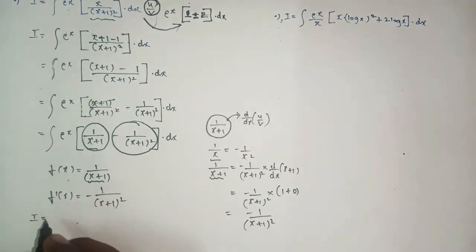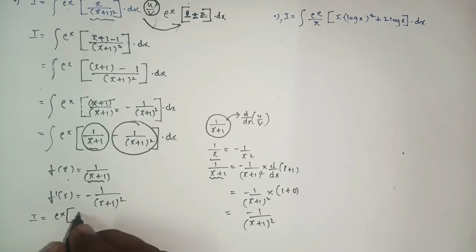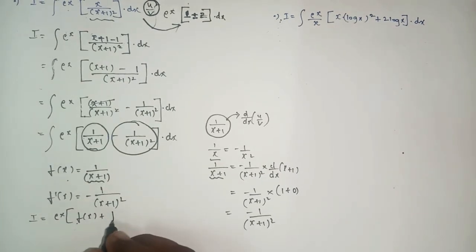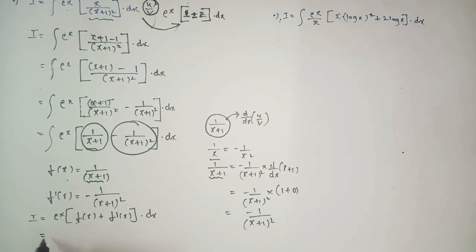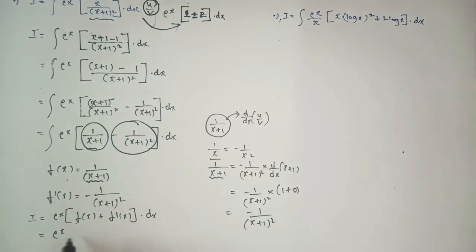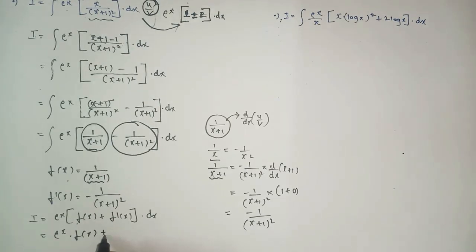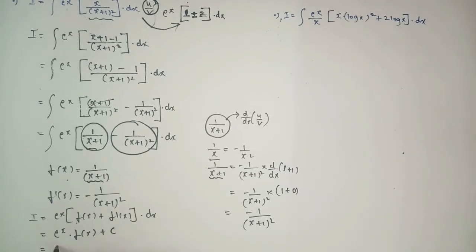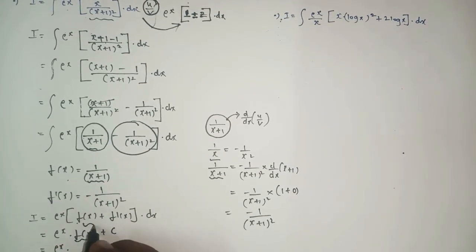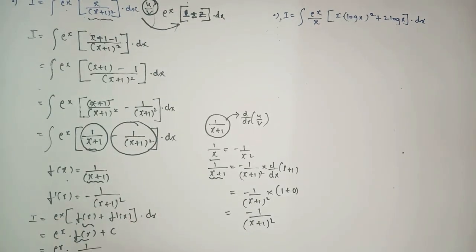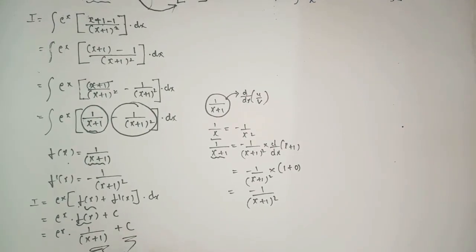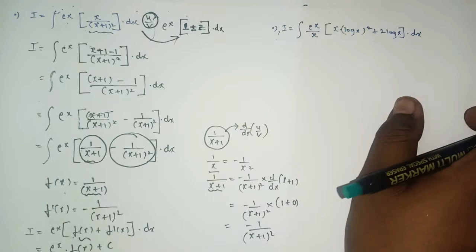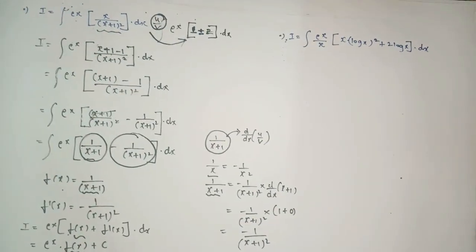Therefore I equals e raised to x into f of x plus f dash x into dx, which will be equal to e raised to x f of x plus c. So therefore, e raised to x, and in place of f of x, it is 1 upon x plus 1, plus c. That's the end of the sum. I hope you all understood the method, the process.